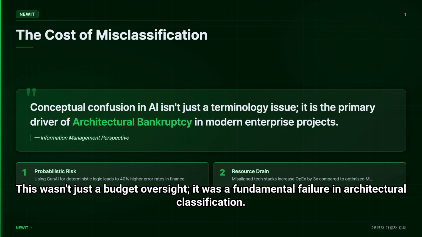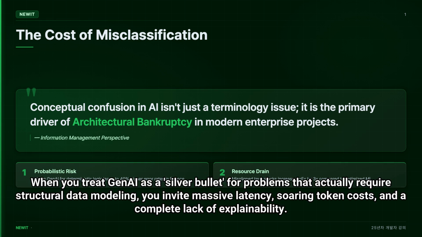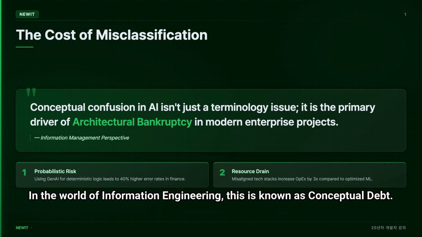This wasn't just a budget oversight. It was a fundamental failure in architectural classification. When you treat GenAI as a silver bullet for problems that actually require structural data modeling, you invite massive latency, soaring token costs, and a complete lack of explainability. In the world of information engineering, this is known as conceptual debt.